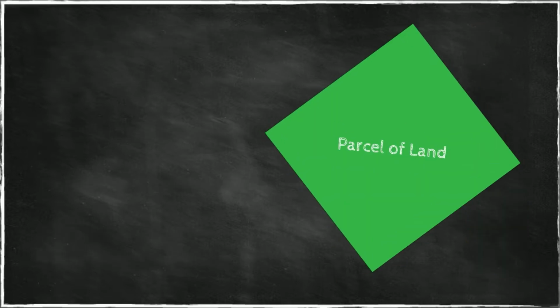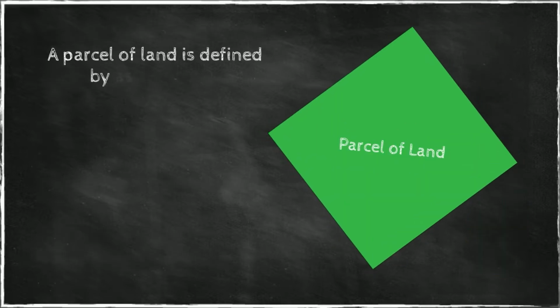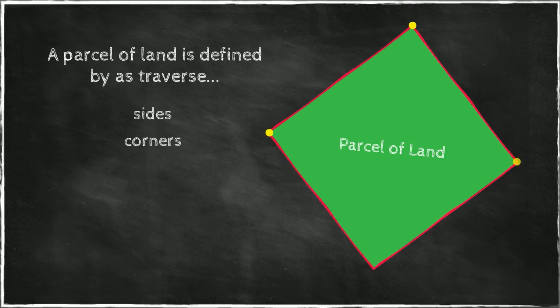Now, a parcel of land is defined by a traverse. It's a figure made of sides, in this case 4 sides, and corners. The idea is that if we make measurements of these sides and calculate coordinates of these corners, and we end up with errors that prevent us from closing this figure, then we will have a misclosure. If the misclosure is too large, then we will have to redo the measurements.